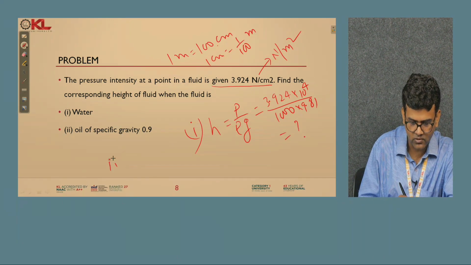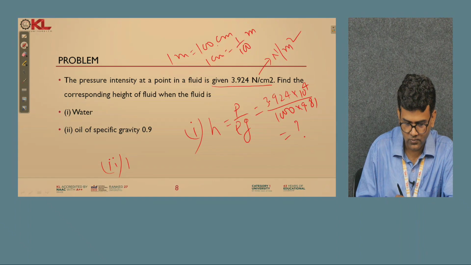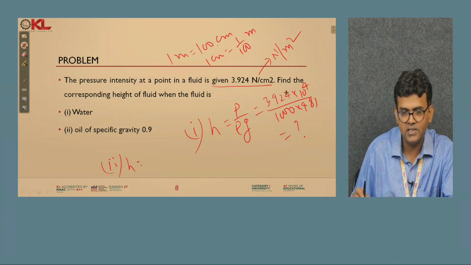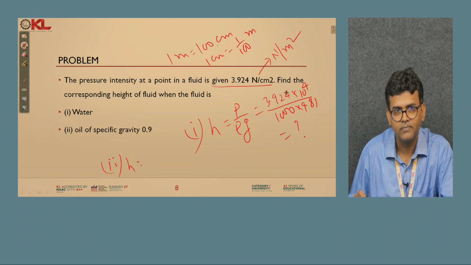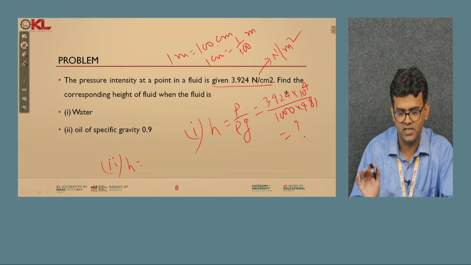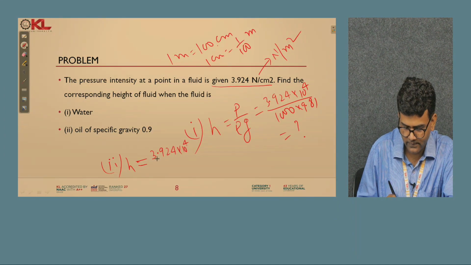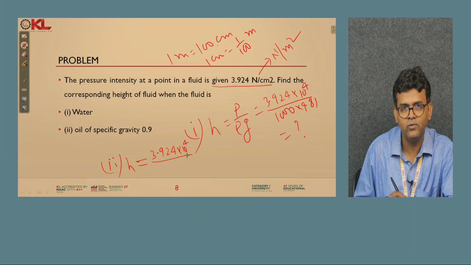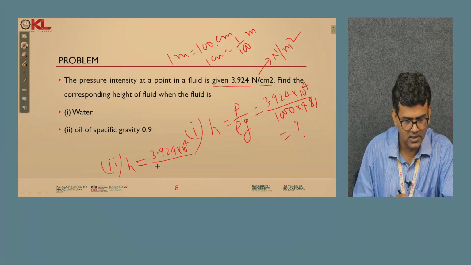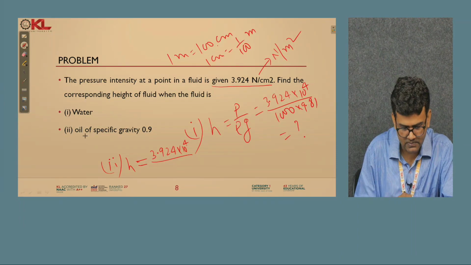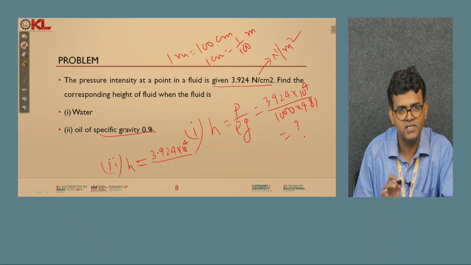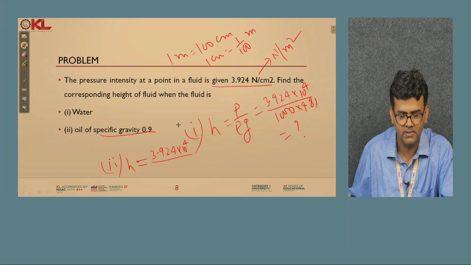In the second case, oil is there. For the oil, P is the same, the pressure will be the same, only the liquid is changed. Liquid becomes the oil. So the pressure value is 3.924 into 10 to power 4 divided by rho into G. Rho is the density of the oil. How much is the density of the oil? Specific gravity is given as 0.9, density is not given.